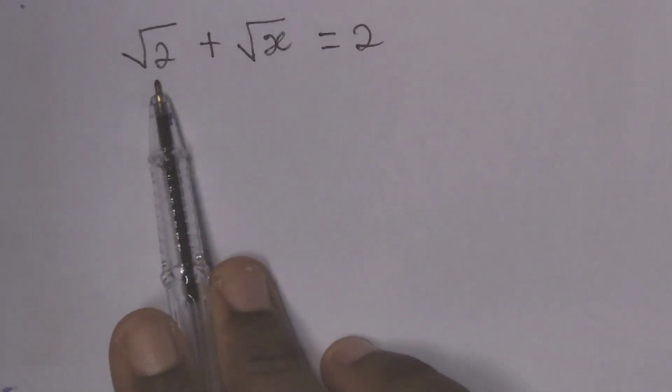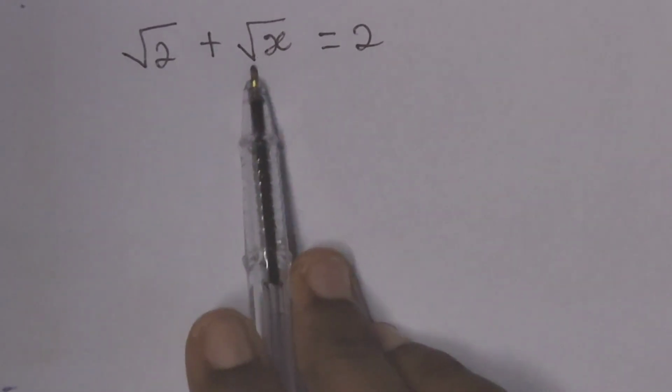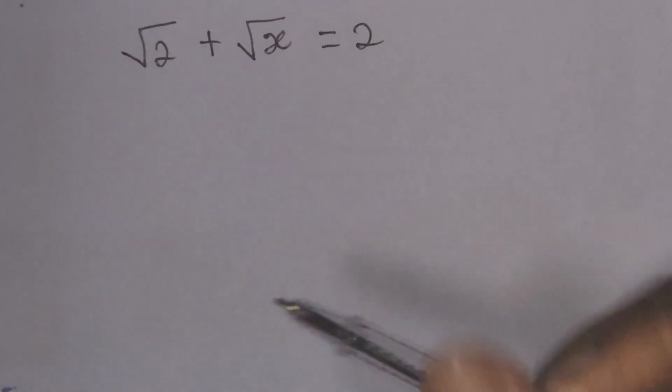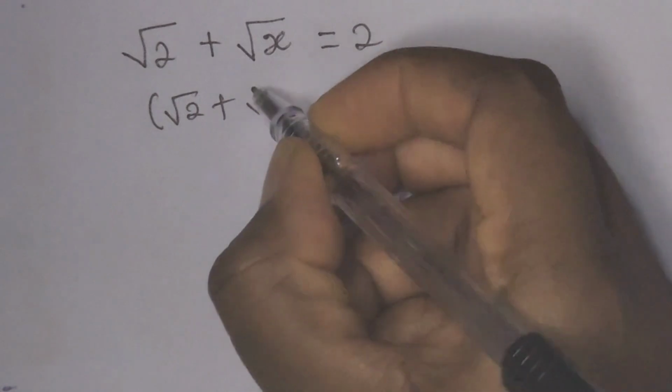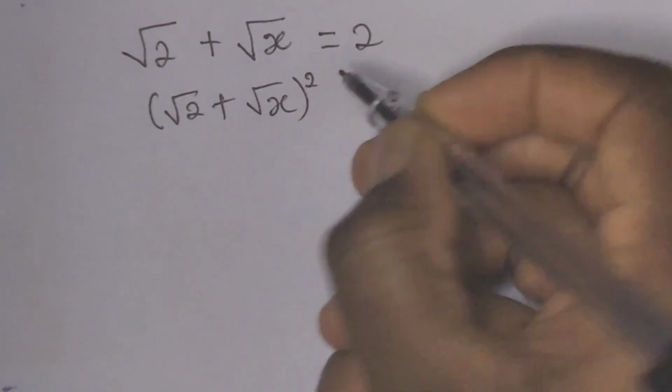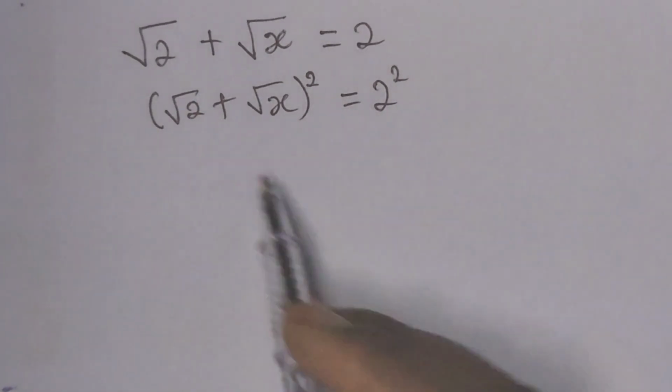We want to resolve this problem today. We have root 2 plus root x equal to 2. So for us to resolve this, we'll start by squaring both sides. So we have (root 2 plus root x) all squared equal to 2 to the power of 2.